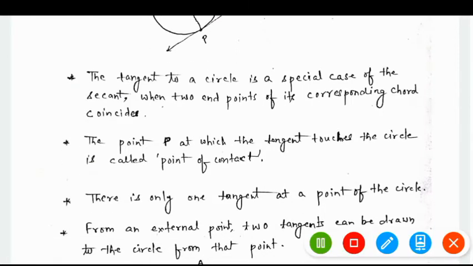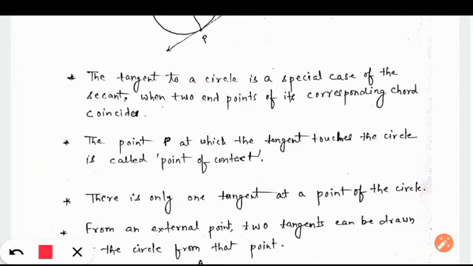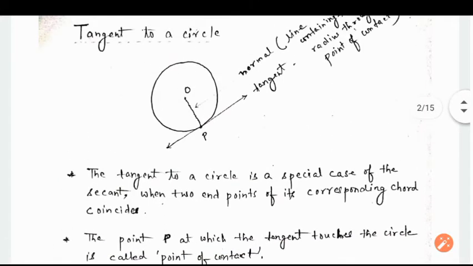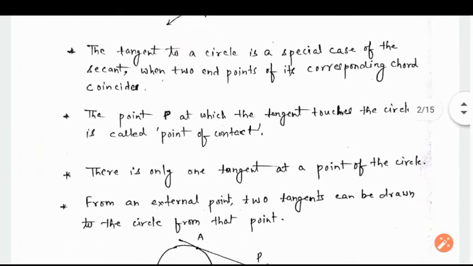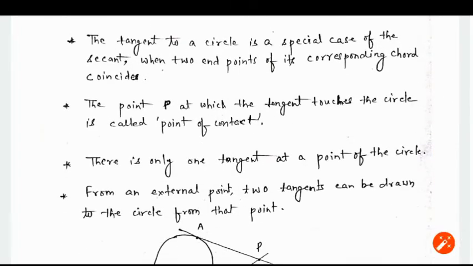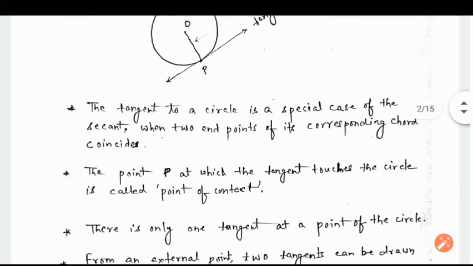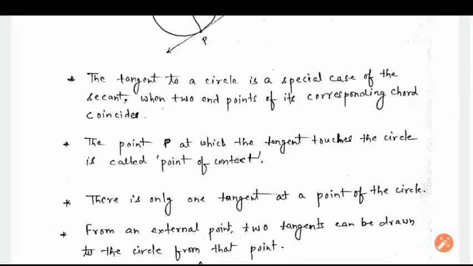What do we have in point number 2? The point P at which the tangent touches the circle is called the point of contact. Here P is the point of contact. So it is clear, I think, what the point of contact is. Now there is only one tangent at a point of a circle. If I ask you how many tangents can be drawn from the point P, only one tangent is possible, right? So from a particular point on the circle, only one tangent can be drawn.